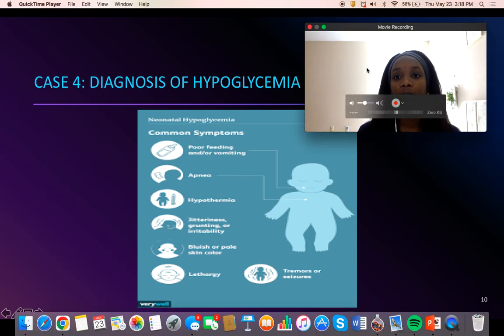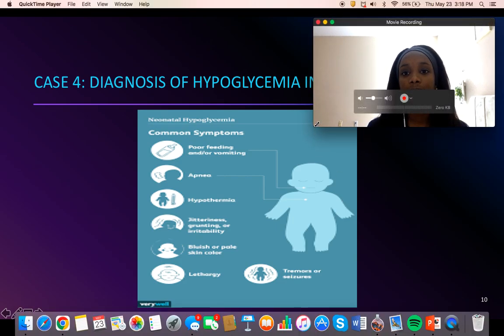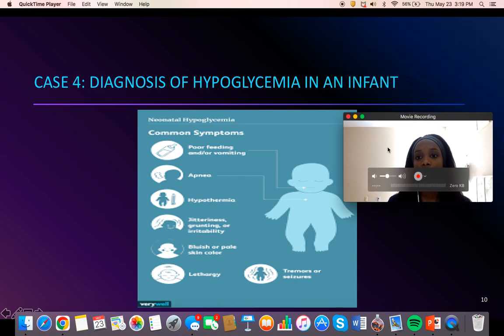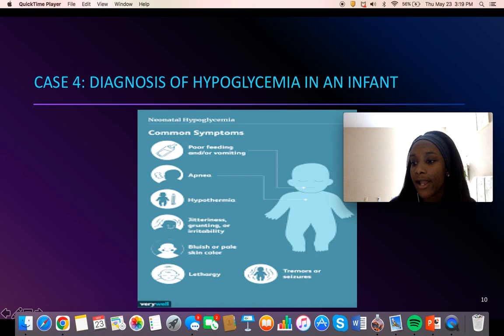Now let's move on to case 4. For case 4, we're discussing the diagnosis of hypoglycemia in an infant. This involves a 2-month-old female who presents with jittery spells hours after being breastfed. Her mother reports these symptoms started when the baby began sleeping for more than 2 hours between feedings.